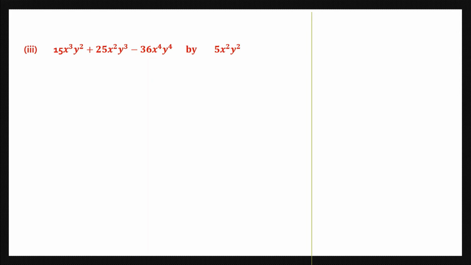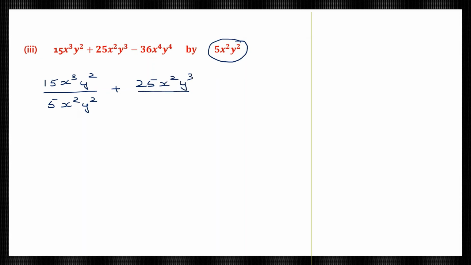Question 3. So here again we are going to take each term separately. So we have 15 x to the power of 3 y to the power of 2 divided by the divisor. This is the divisor 5 x to the power of 2 y to the power of 2, plus 25 x to the power of 2 y to the power of 3 divided by the divisor 5 x to the power of 2 y to the power of 2, minus 36 x to the power of 4 y to the power of 4 by 5 x square y square.